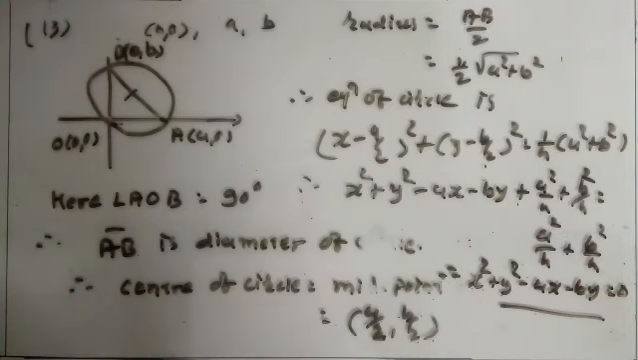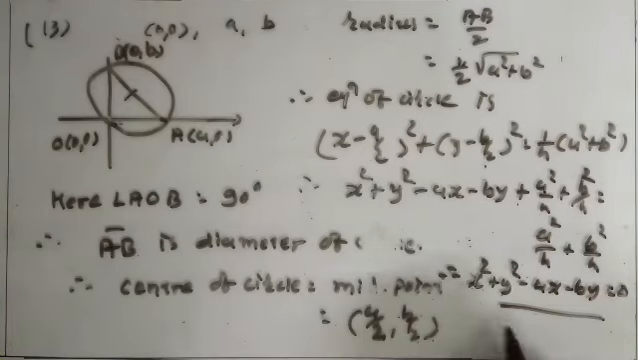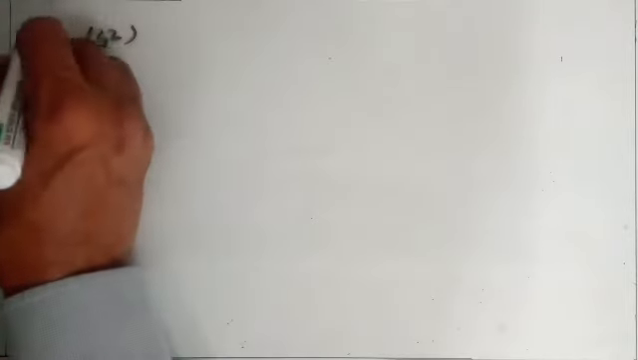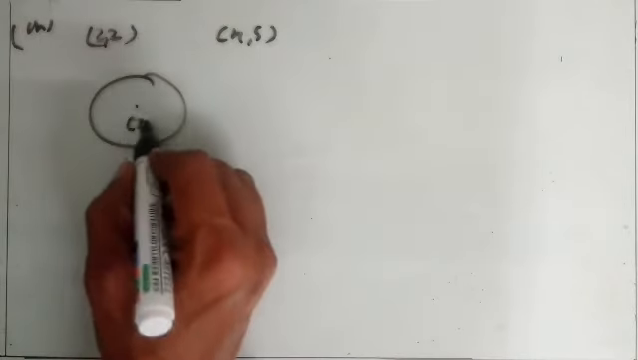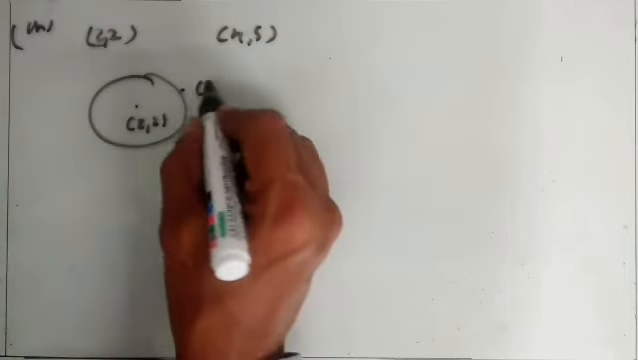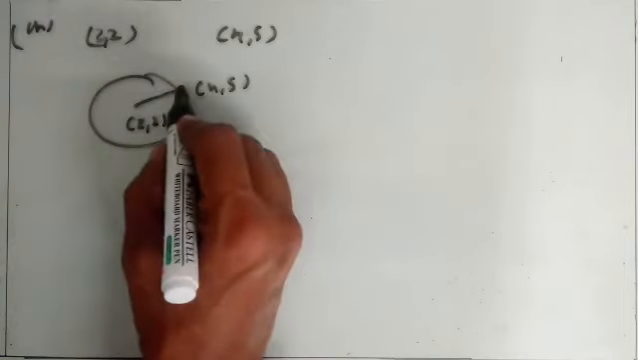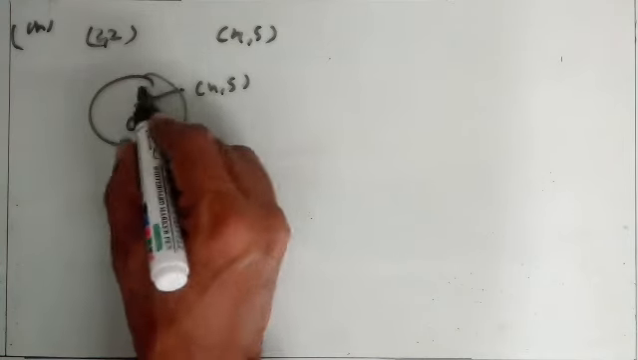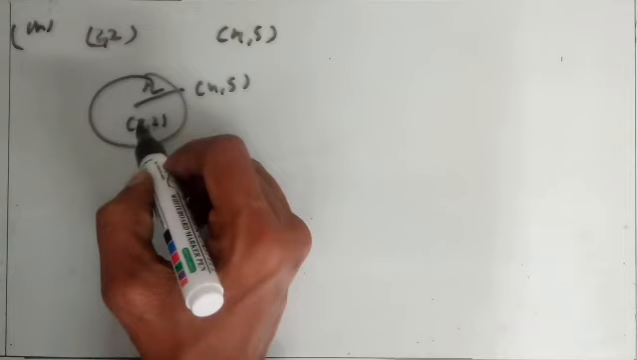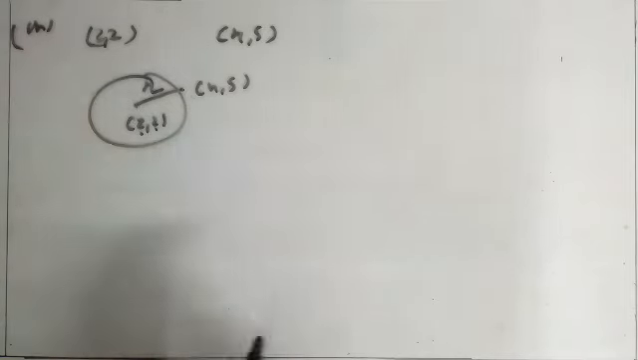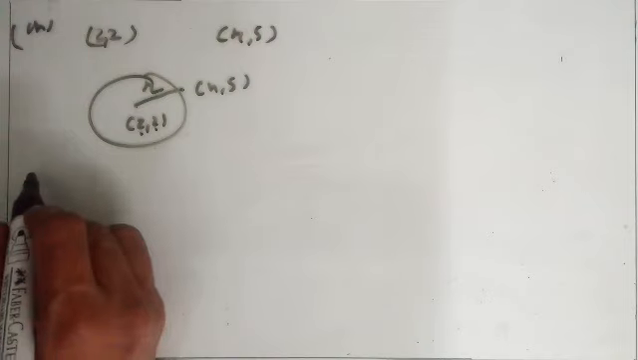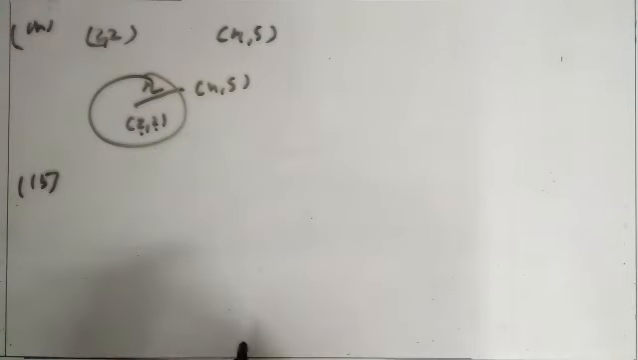This becomes the equation of the required circle. Now question number 14. Find the equation of the circle with center (2, 2) and passing through (4, 5). Here the center is (2, 2), given, and passing through (4, 5). So using the distance formula we get the radius r. Using the radius and center we get the equation of the circle. Clear? Solve yourself.